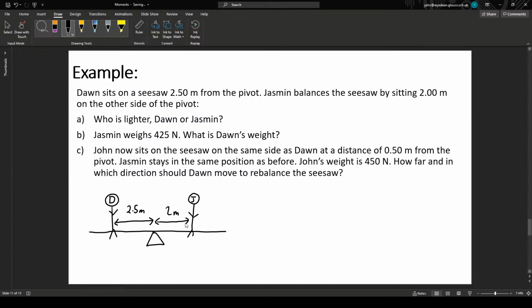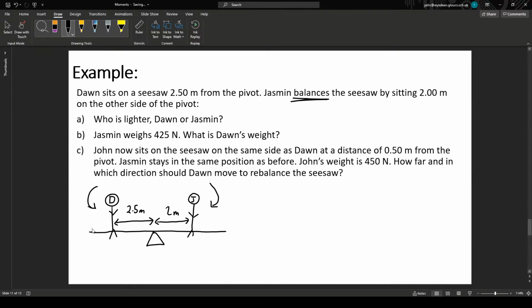Who is lighter, Dawn or Jasmine? Now I don't have to do any calculations for this particular question. It's asking me who's lighter. And the question also told me that they're balanced. So that means that Dawn's turning effect is going to be exactly equal to Jasmine's turning effect. Now notice that Dawn's a little bit further away, but she's still balanced with Jasmine.